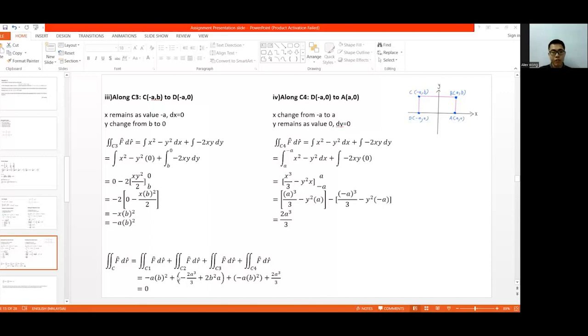Lastly, we add all four paths together and we get that the line integral is equal to 0.